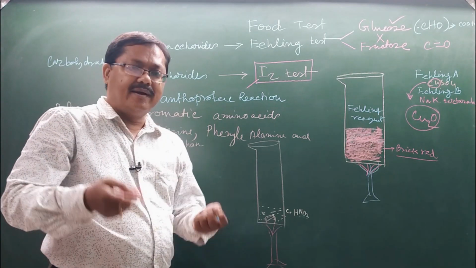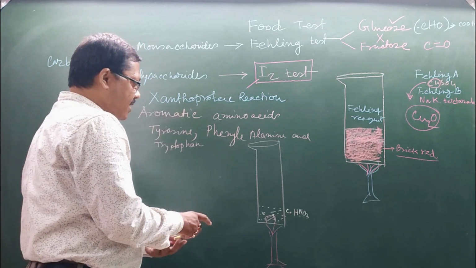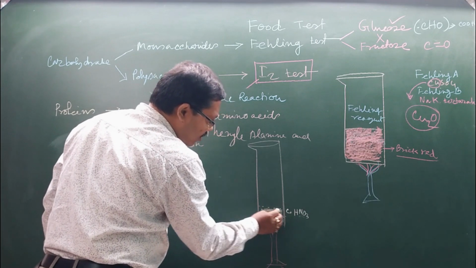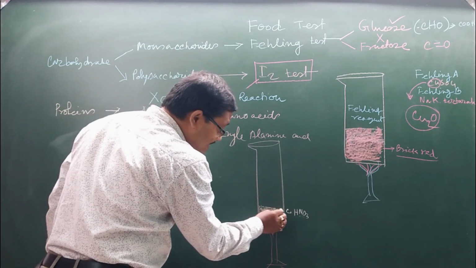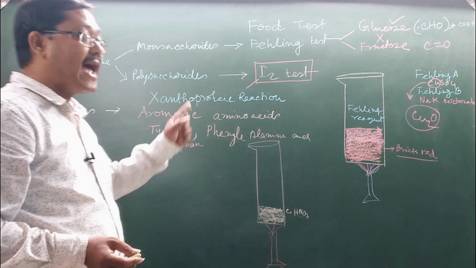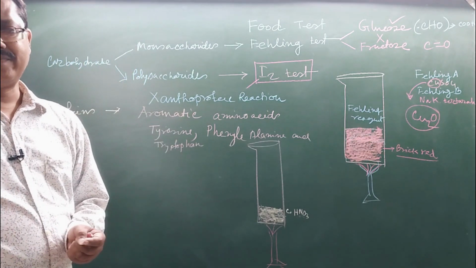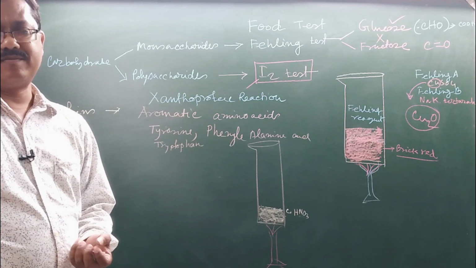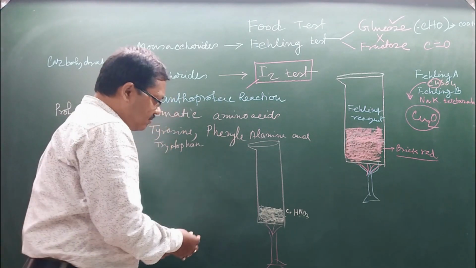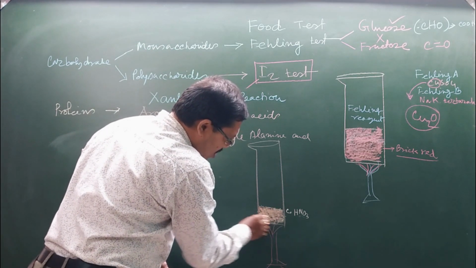After heating, the total content will be converted into yellow color. It is converted into yellow color when heating. This yellow color appearance is due to the presence of aromatic amino acid. This yellow color may be converted into another, orange form.